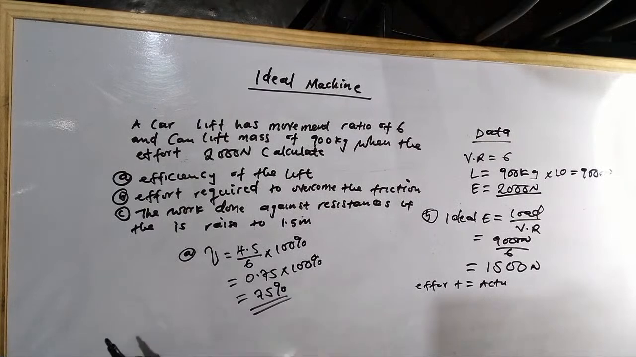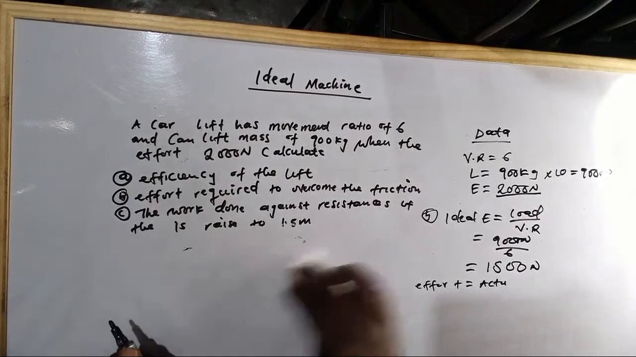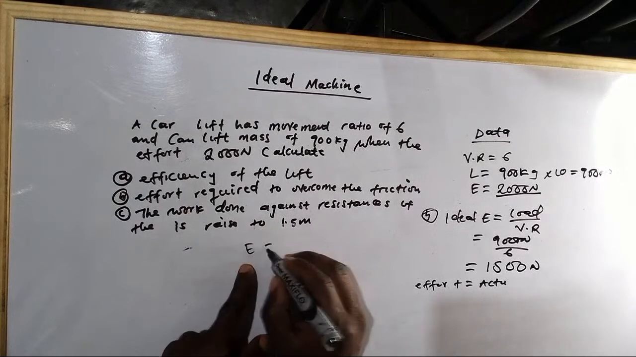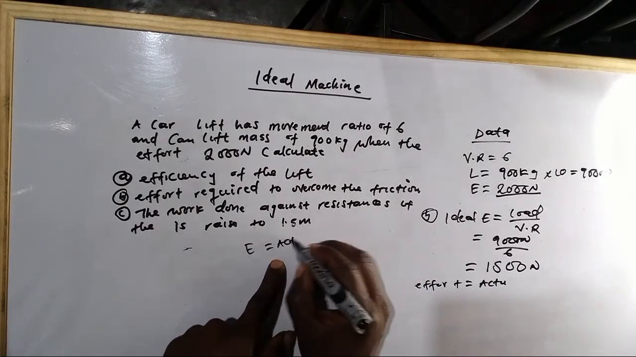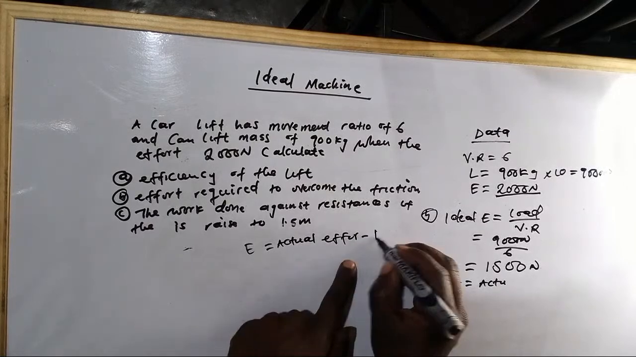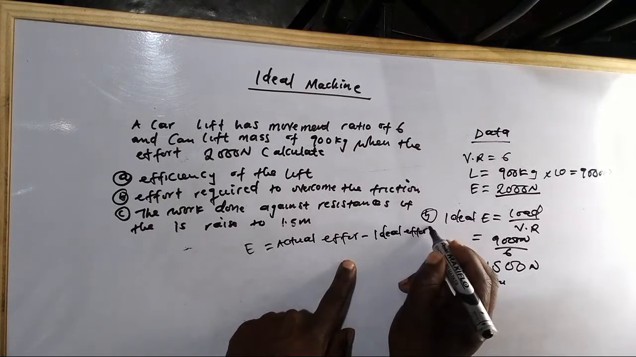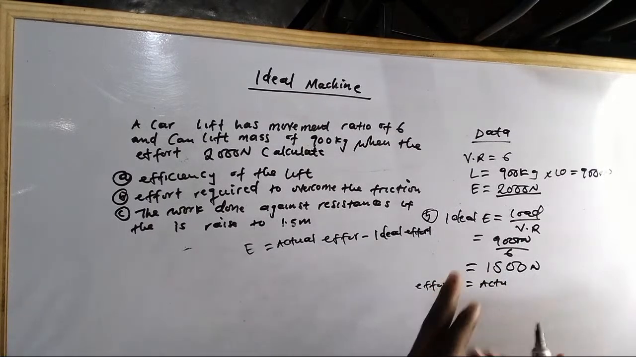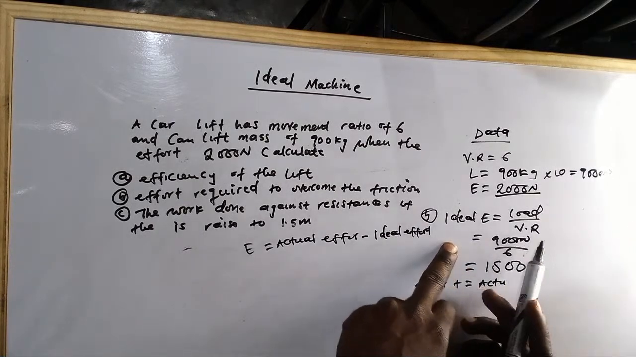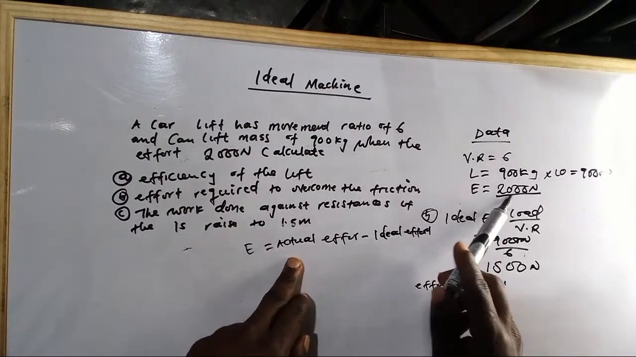Let me make a space here. Okay, effort should be equal to actual effort minus ideal effort. I hope you have seen how I found ideal effort: it is found by dividing load by velocity ratio. Then you subtract it from the actual effort, which we have here.